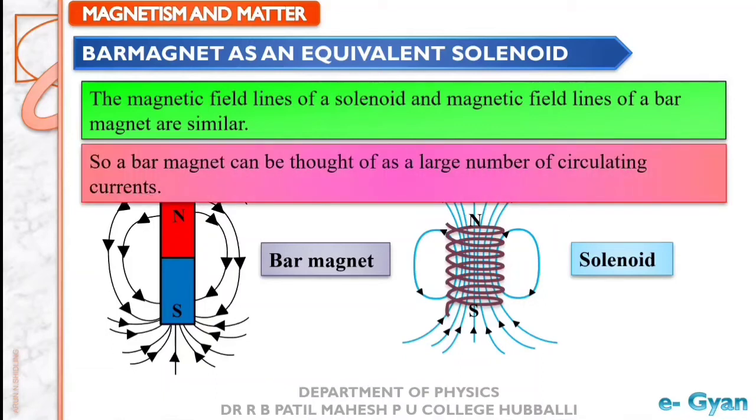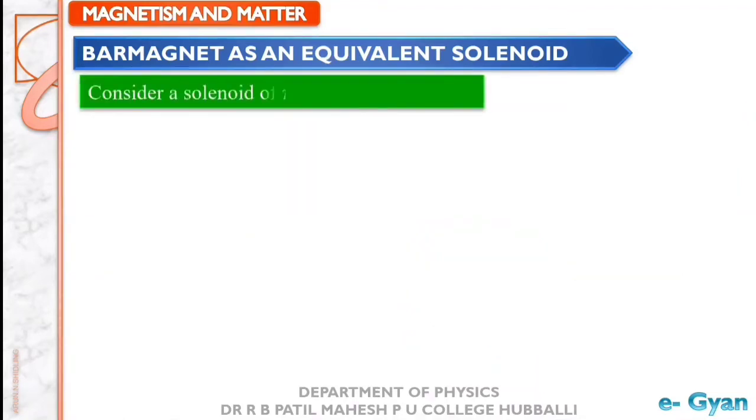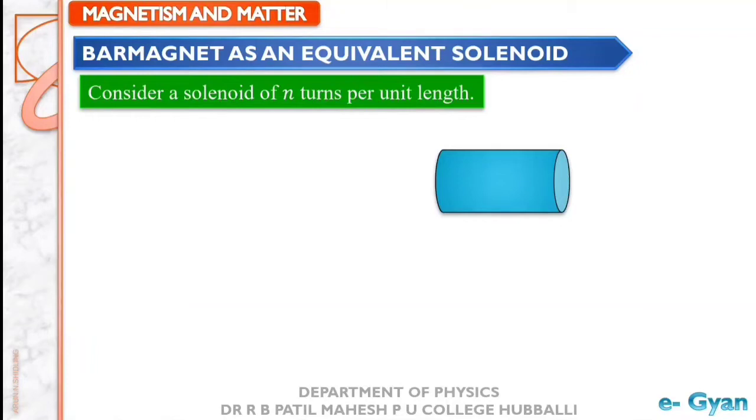So a bar magnet can be thought of as a large number of circulating currents around the bar magnet. Let us try to prove this. Let us consider a solenoid of n turns per unit length. So assume that this is a solenoid. Here there are plenty of windings over it, which can be visualized by you. Let us take an axis on this one such that the center of the axis is the center of the solenoid.